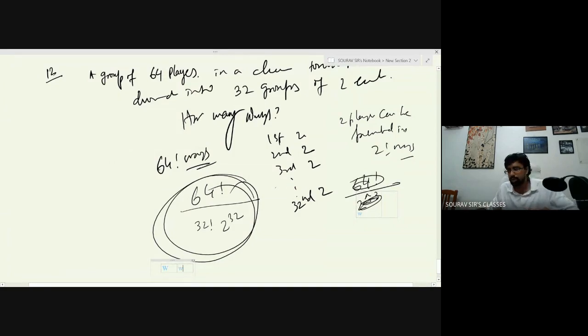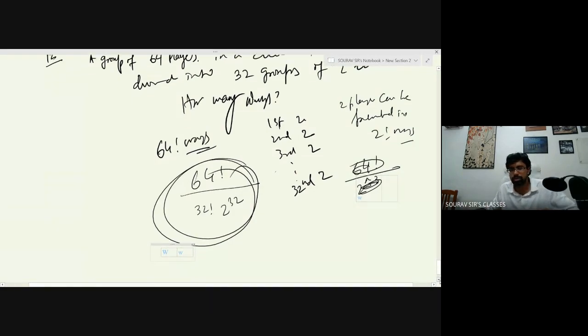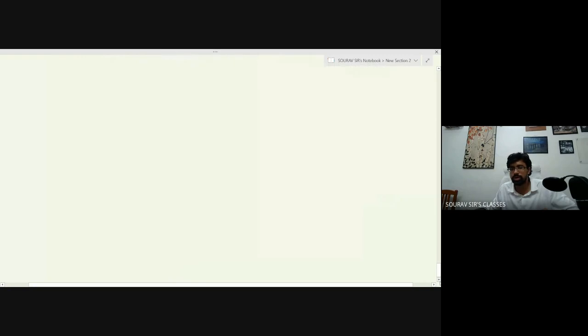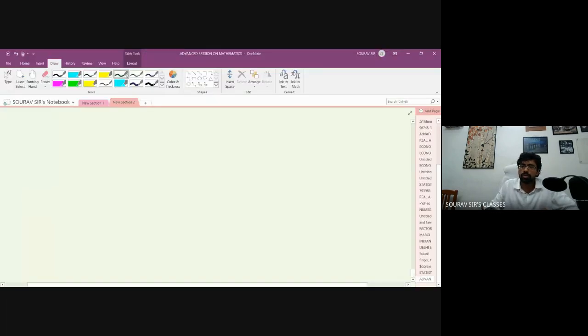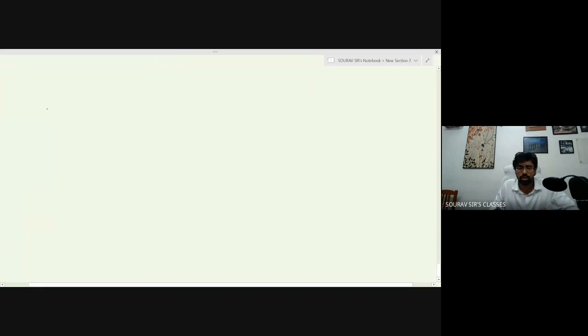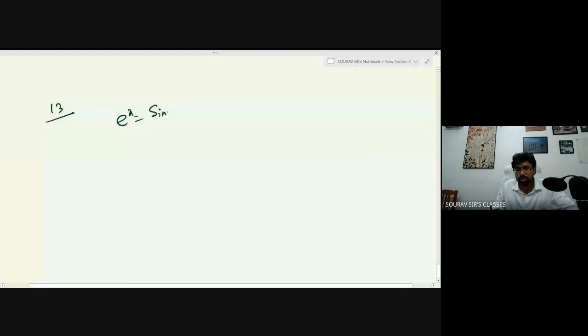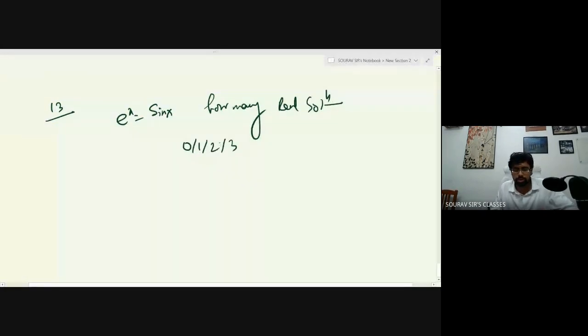Next, number of real solutions. This question we have done previously as well, but still it again crosses our path, so I will be solving it. How many real solutions? 0, 1, 2, or 3.